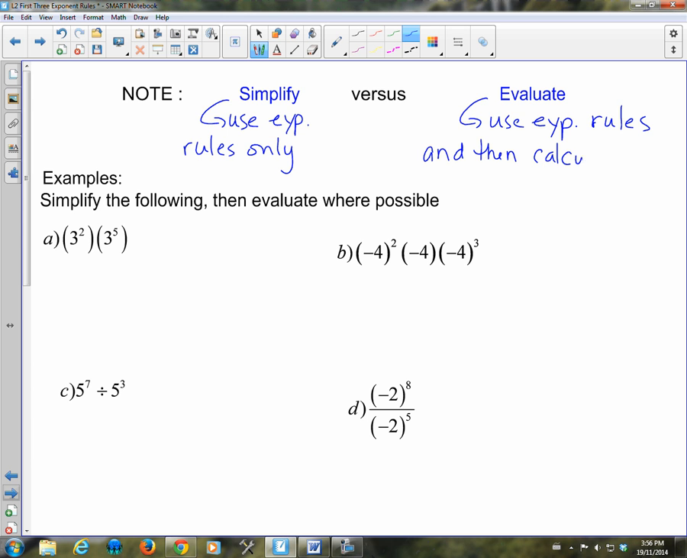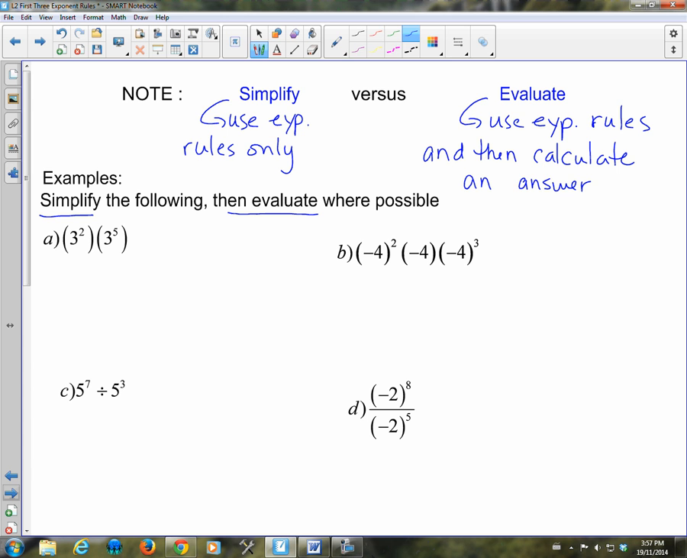So evaluate goes a little bit further than simplify. Evaluate means you're going to use your exponent rules and then calculate an answer. Simplify means use your exponent rules only. Often you'll see this instruction: simplify the following and then evaluate. That means you have to do both. Make sure you use your exponent rules and then get your answer.